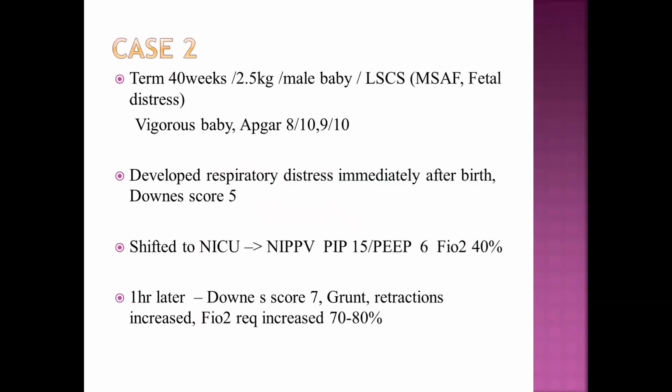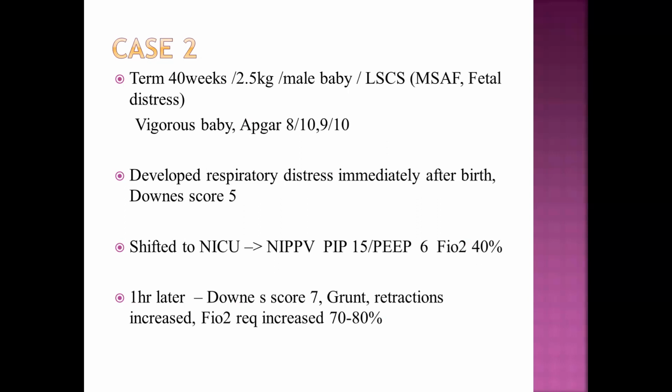Coming to the next case, a term baby who is a 40-weeker, 2.5 kg male baby, was born by LSCS, the indication being meconium stained amniotic fluid with fetal distress. But the baby was vigorous at birth. The Apgar at 1 minute is 8 by 10 and at 5 minutes is 9 by 10. And the baby developed respiratory distress immediately after birth. Initial Downes score is 5.